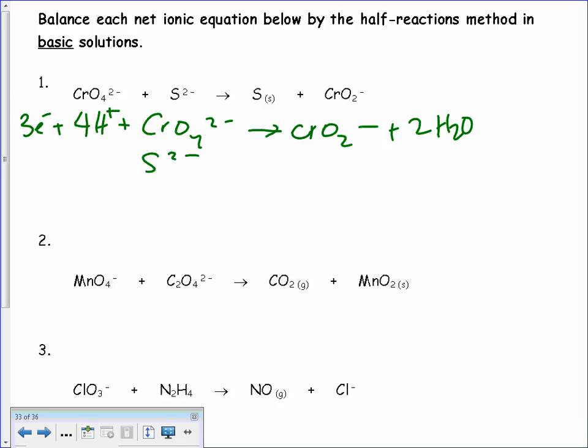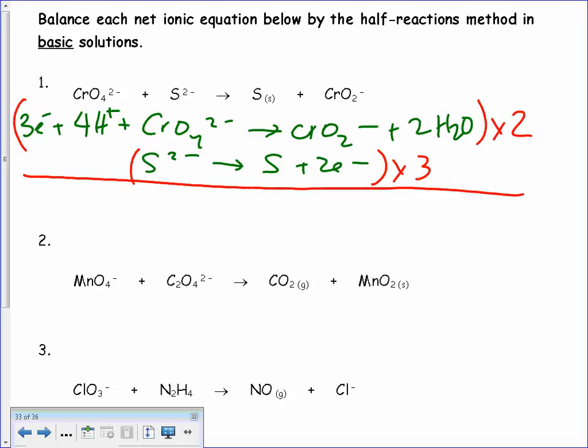Sulfide goes to sulfur. What do we do? Where? Come on, people. Thank you. 2 electrons here. Balance your charge by doing what? Multiply the top by 2, bottom by 3. Okay? Sum that baby up. You'll see that your electrons do cancel because there's 6 electrons regained and lost. So I just go ahead and account for that.